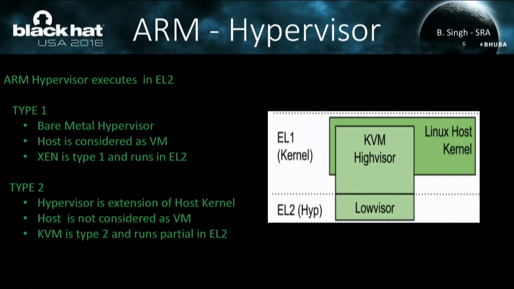For ARM, KVM has two components, a lowvisor and a highvisor. The lowvisor runs in EL2, and this is the core component. It does the configuration of the hardware and the VM switching. So this component does the low level stuff, and the highvisor runs with the Linux kernel, and it uses the resources that are provided by the Linux kernel.